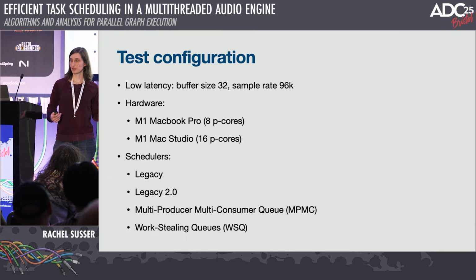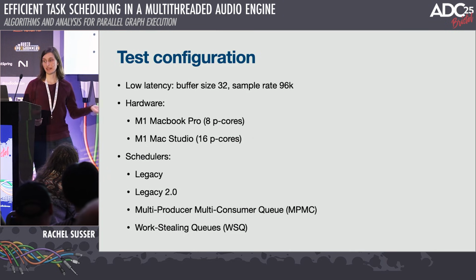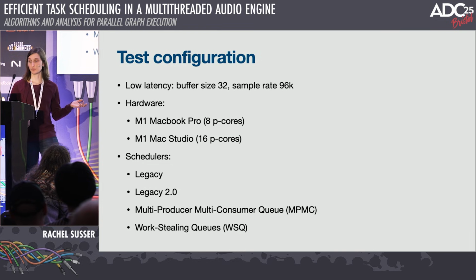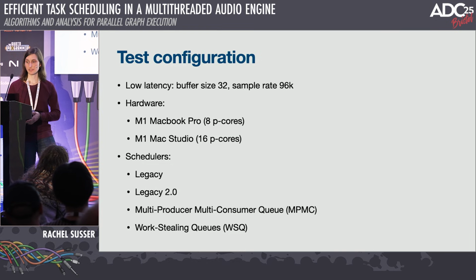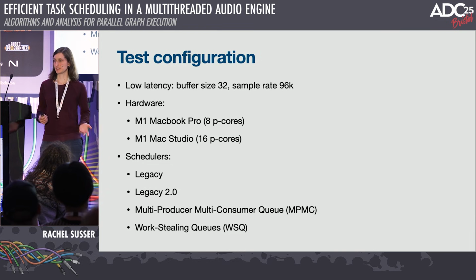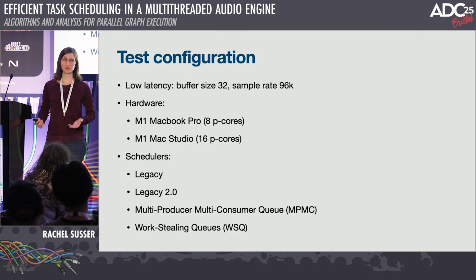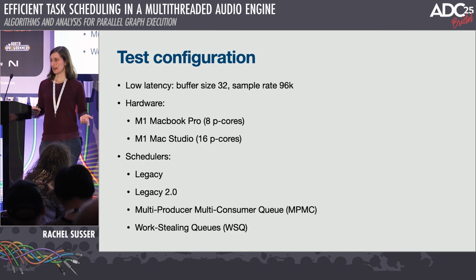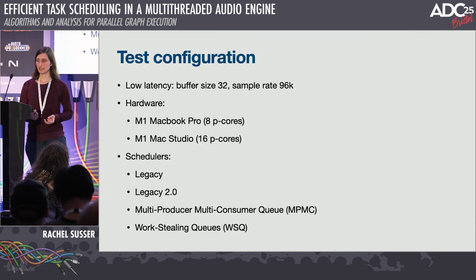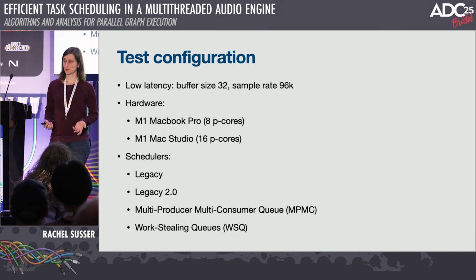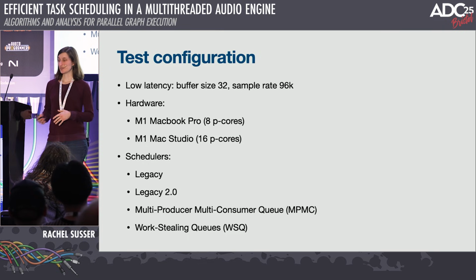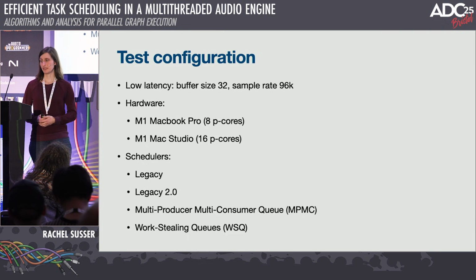Then, even though in Live we jumped straight from shipping the legacy scheduler to shipping work-stealing queues, because we already had a work-stealing queue implementation that we were using for a different use case, I didn't feel like this talk would be complete if I didn't compare their performance to MPMC queues. And since Boost Lock-Free Queue gives us what we need here, it was actually pretty quick to swap in an MPMC version of our scheduler to run tests on.